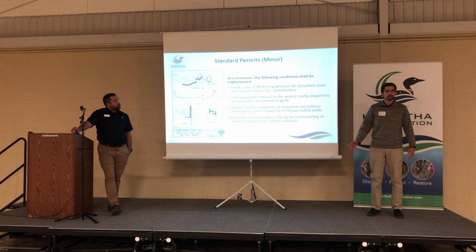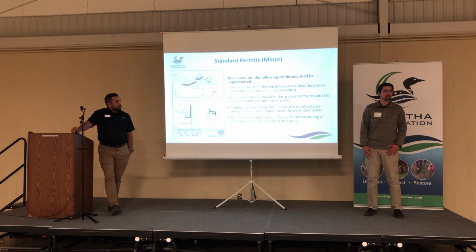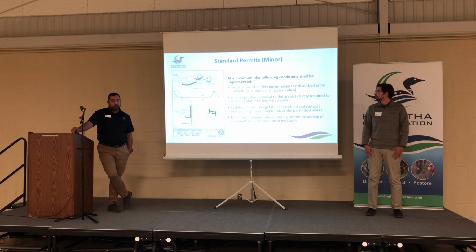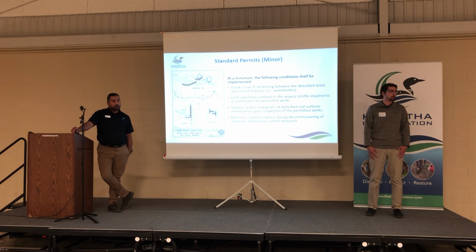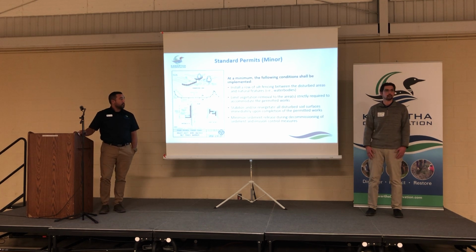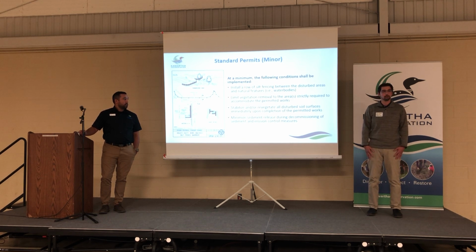So for standard permits for minor works, for sediment and erosion control, we would request that sediment and erosion control be appropriate to the site conditions and the nature of the proposal. And at a minimum, these are the conditions that you may see on your permit. We would ask that you install a row of silt fencing between the disturbed areas and any natural features, which may include water bodies such as lakes, watercourses, or wetlands, or even the crest of the steep slope on your property. We would request that you limit vegetation removal to the areas strictly required to accommodate the permitted works.